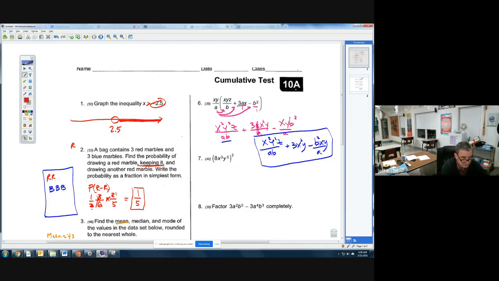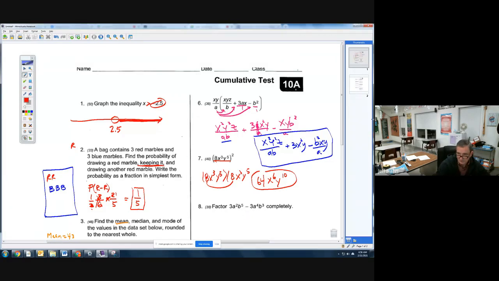Problem number 7. It would be wise probably for you, this whole thing gets squared. So if I were you, I would write 8x cubed y to the 5th, and then I would multiply it by itself because that's what squared is. And what do we get? 8 times 8 is 64. X to the 3rd times x to the 3rd is x to the 6th. And y to the 5th times y to the 5th is y to the 10th. And that would be it. Remember, when you multiply letters, same bases together, you add exponents together.